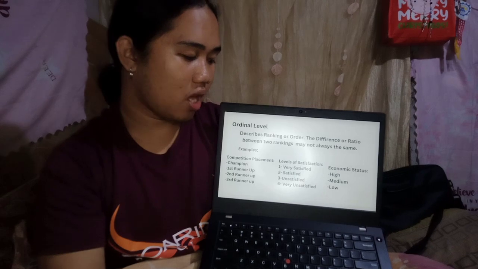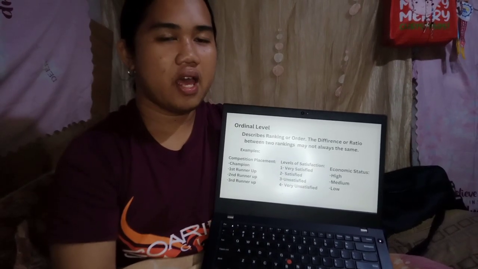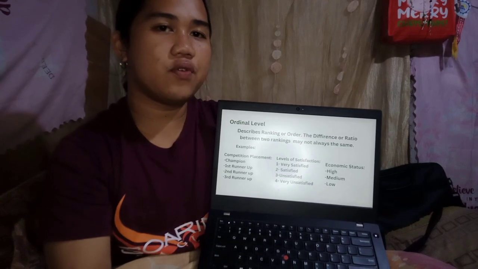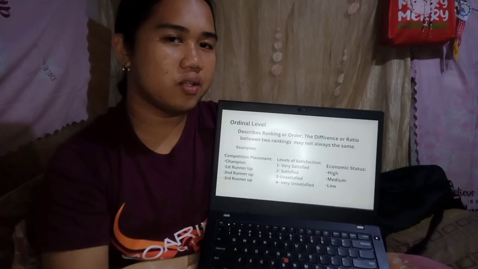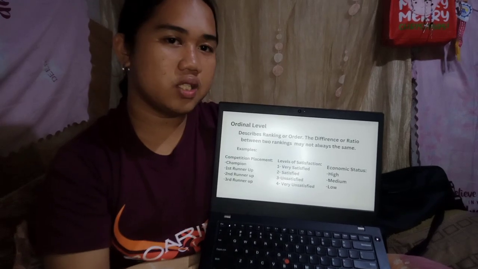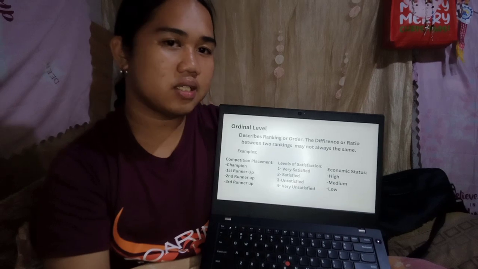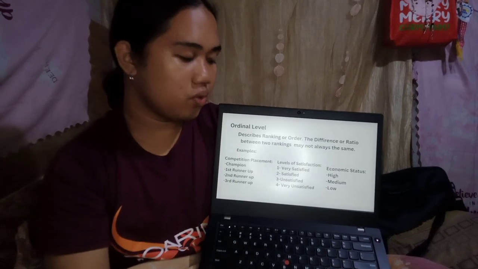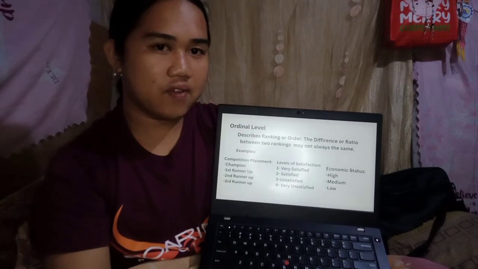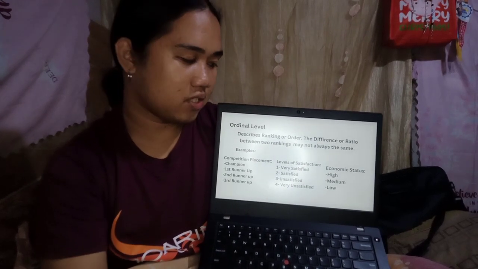Same goes with the second example, the levels of satisfaction. Example is if you watch a movie and you want to critique or grade the movie, then you will be using the level of satisfaction. First, the number 1 is tantamount to very satisfied. The 2 is satisfied. 3 is unsatisfied, and 4 is very unsatisfied.